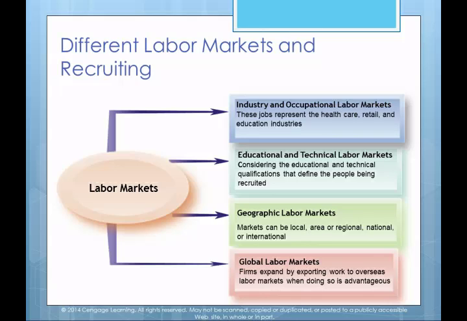You've got education and technical labor markets considered in the education and technical qualifications. That's a typo on the top one. It shouldn't have education industries under industry and occupational labor. Geographic labor markets. Markets can be local, area, regional, national, international and global labor markets. Firms expand by exporting work to overseas labor markets.